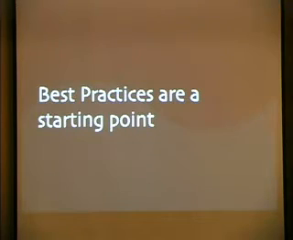There's going to be others that you need to take and build upon. What are your business objectives? What is your risk threshold? What are your incentives? What are you trying to do as an organization? Those are all things that you have to temper best practices with.